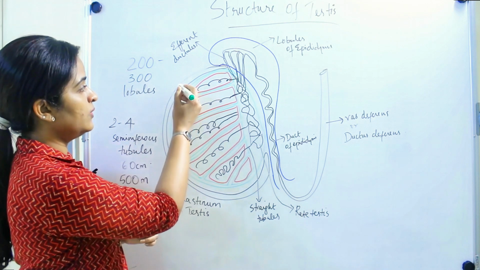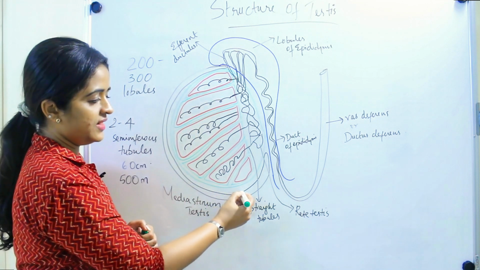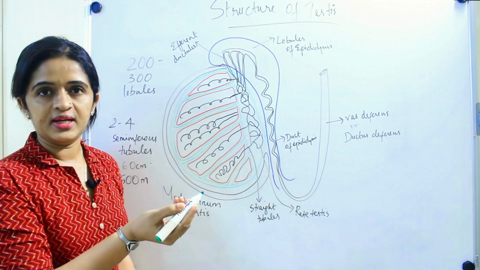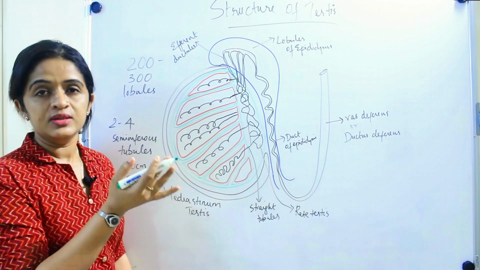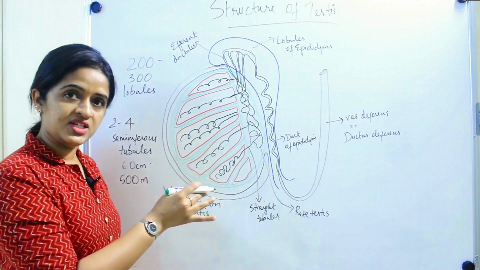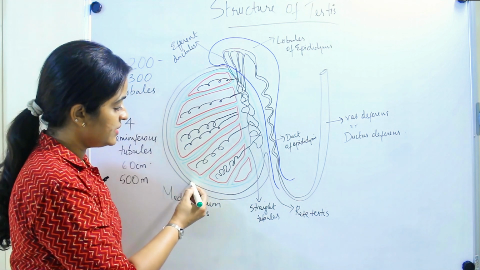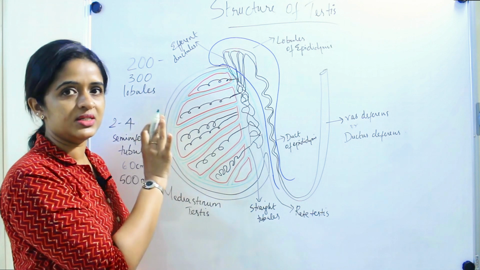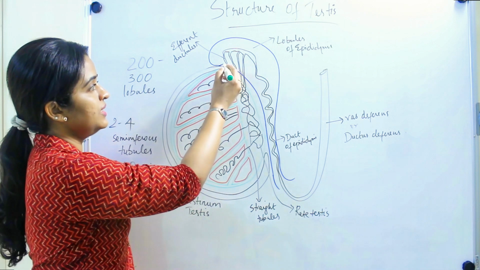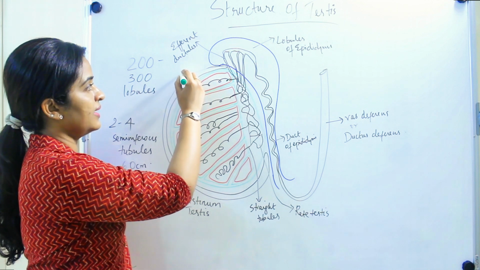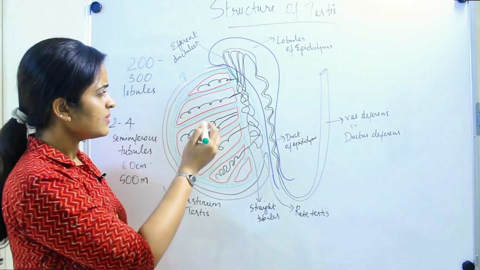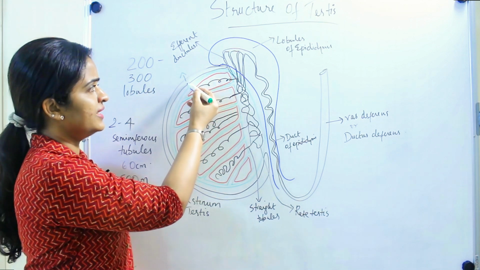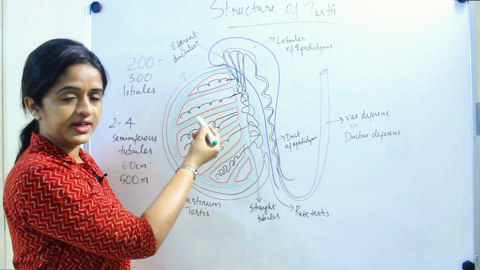The outermost, the black colored thing, is the tunica vaginalis, and it is a closed sac, so it has a parietal outer layer and a visceral layer. This is the visceral layer, which is in close contact with the main testicular tissue. And we can see that it is a closed sac. The visceral layer is lying in close contact with the testicular tissue.